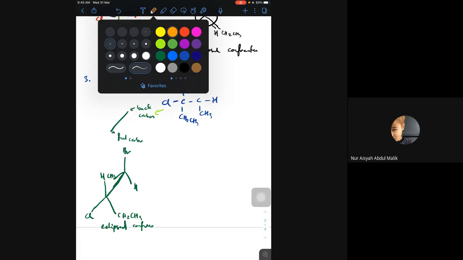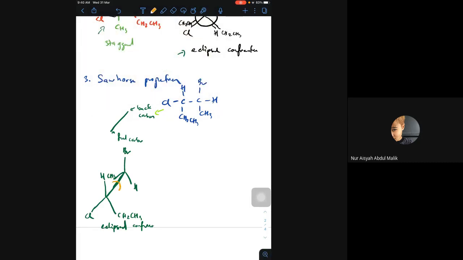Now, if you want to rotate at this CC bond, 60 degrees, draw the same line. The front carbon can be at the same position like this, and then you have your hydrogen, your chlorine, your CH2, CH3. But the back carbon now will be different. So this will go here. This one will go here. This one will go on top. So what you have now is the leg at the top, and the straight line is pointing downwards.